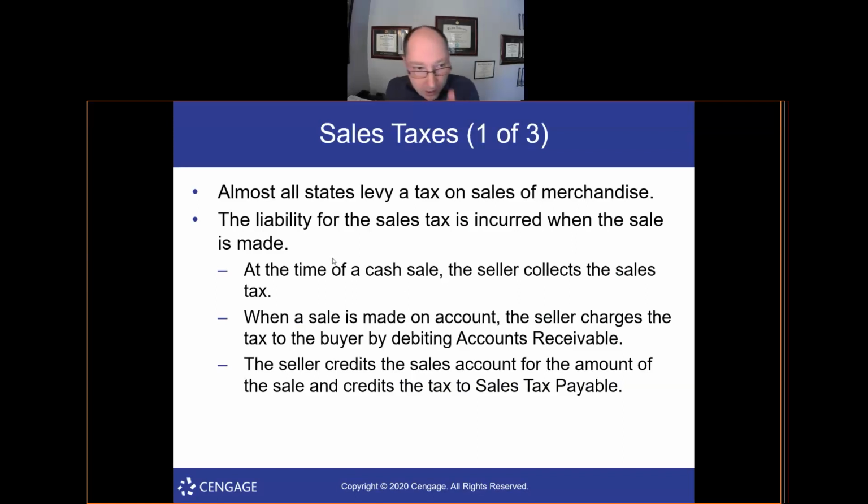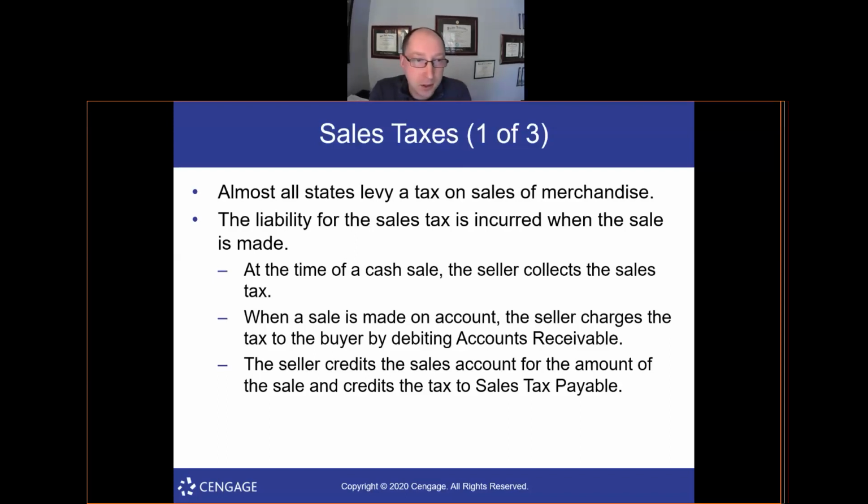What about sales tax? Oh my God, I hate sales tax. I don't like any taxes, to be honest. But okay, so sales tax. Almost every state in the U.S. has a form of tax for merchandise. Almost every state, not all of them. There's very few that don't have sales tax.